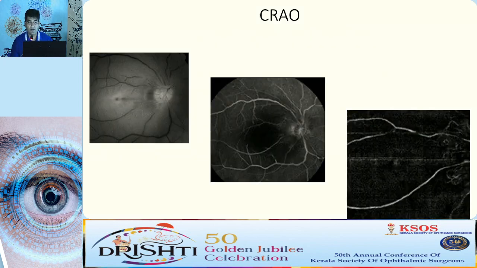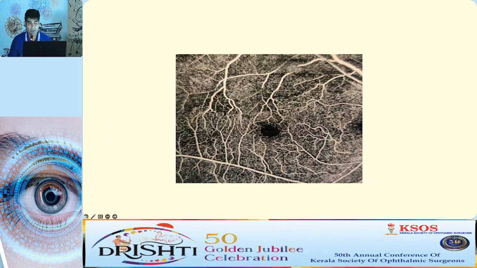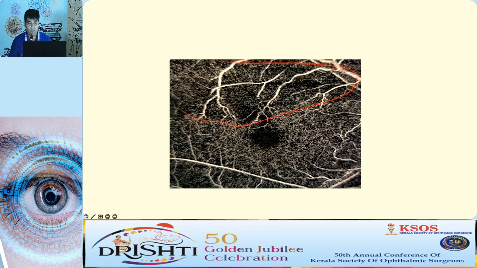Now this is a patient with central retinal artery occlusion, and the fluorescein angiogram shows the macular ischemia, and the same thing is picked up in OCTA. There's another patient with branch retinal arterial occlusion, and as you can see here, there is a hyperreflective lesion in the OCT in the superior macula. When you look at the superficial capillary plexus, there is a hypoperfusion in this area, and also in the deep capillary plexus, you can see there is a hypoperfusion. So all these can be picked up in OCT angiography.